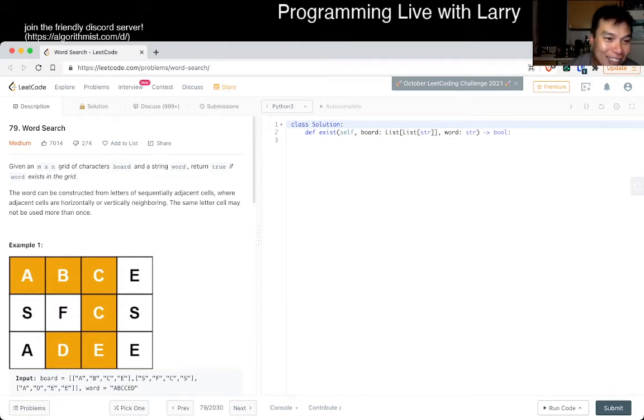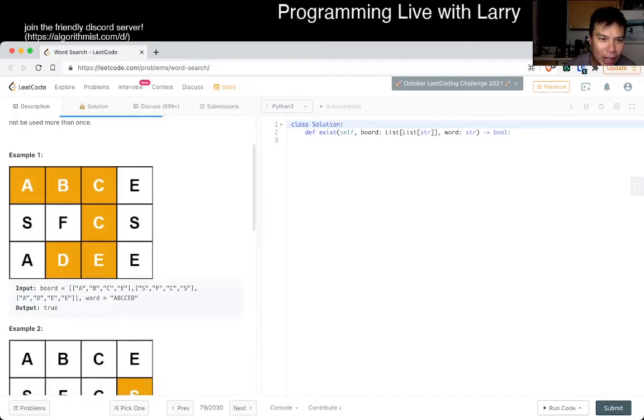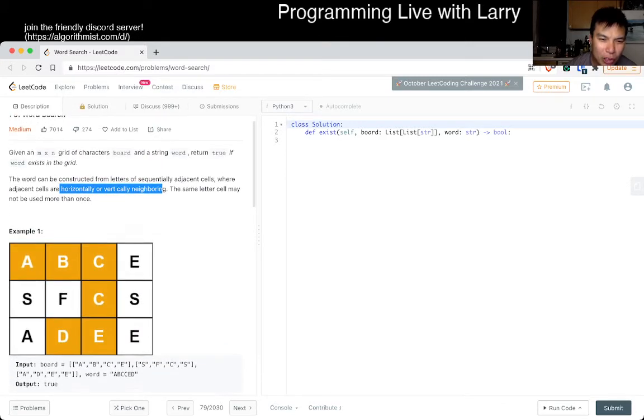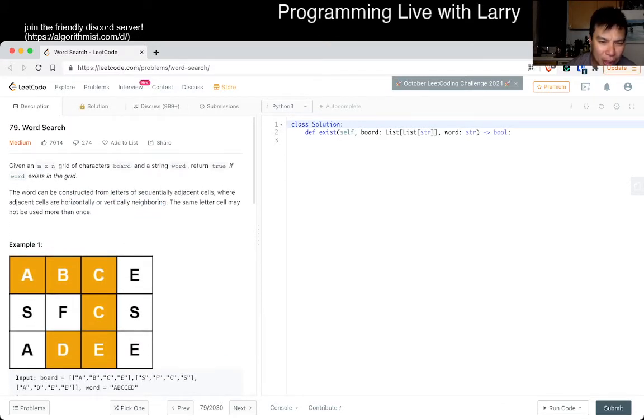So today's problem is word search number 79. Given an n by n grid, return true if the word exists. Horizontally and vertically, it doesn't have to go backwards, unlike the other one. Oh wait, it's a word search, not a crossword. Okay, we had something similar.